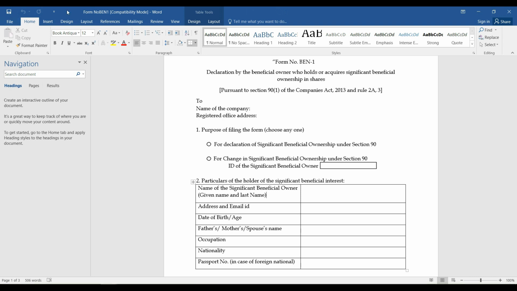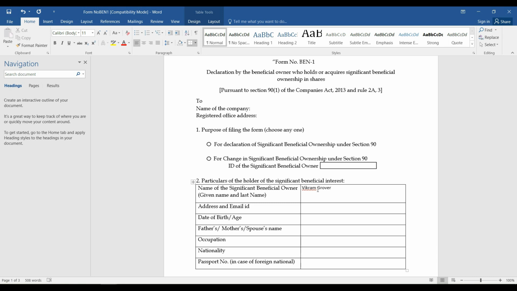Now come to the second point, particulars of the holders of the significant beneficial interest. Here we have to mention details of the name of the significant beneficial owner. Suppose Vikram Grover is holding the shares, then his name will come here as the significant beneficial owner. Here you have to mention the address and email ID of that significant beneficial owner, and the date of birth and age of that owner, his or her father's name, mother's name, spouse's name. And the occupation, whether business, self-employed, service, whatever the occupation, we have to mention here.